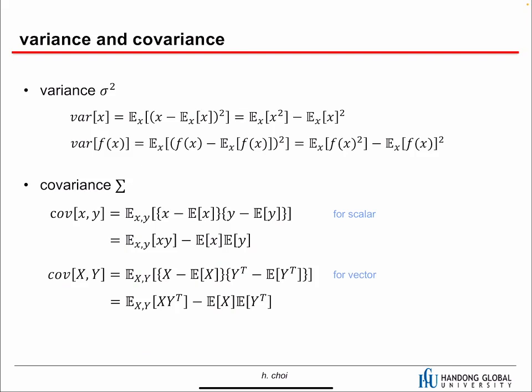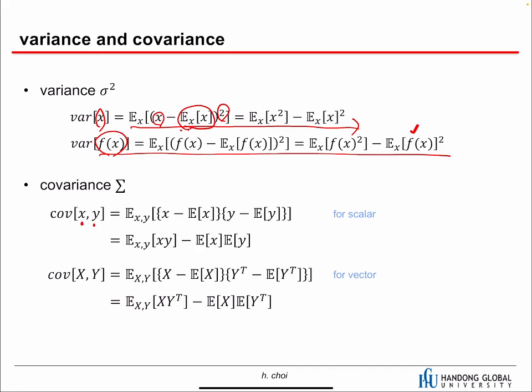Now we can calculate the variance and the covariance. So given one random variable or a function of this random variable, we can calculate the variance in this way. This is the definition of variance. We have the expectation, and from x we subtract this expectation, and then we square. So this one is basically the same as this one, except for this function evaluation.